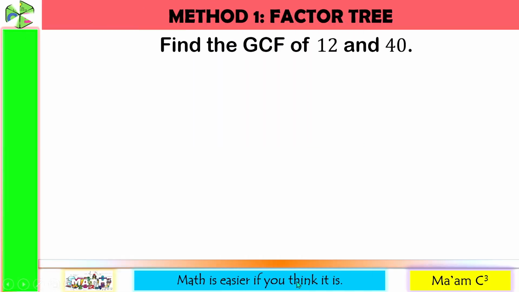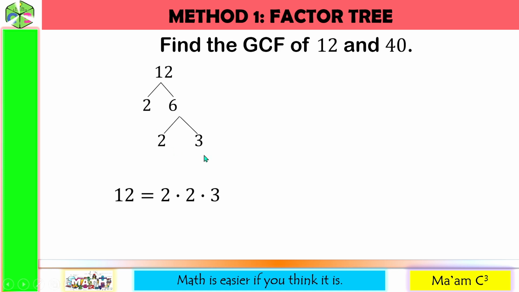Method 1 is through factoring. Find the GCF of 12 and 40. First, I'm going to rewrite 12, and then I'm going to determine its factors, and that would be 2 and 6. 6 is a product of 2 and 3. 2, 2, and 3 are all prime. So I'm just going to rewrite this and arrange them in ascending order. The factors of 12 are 2 times 2 times 3.